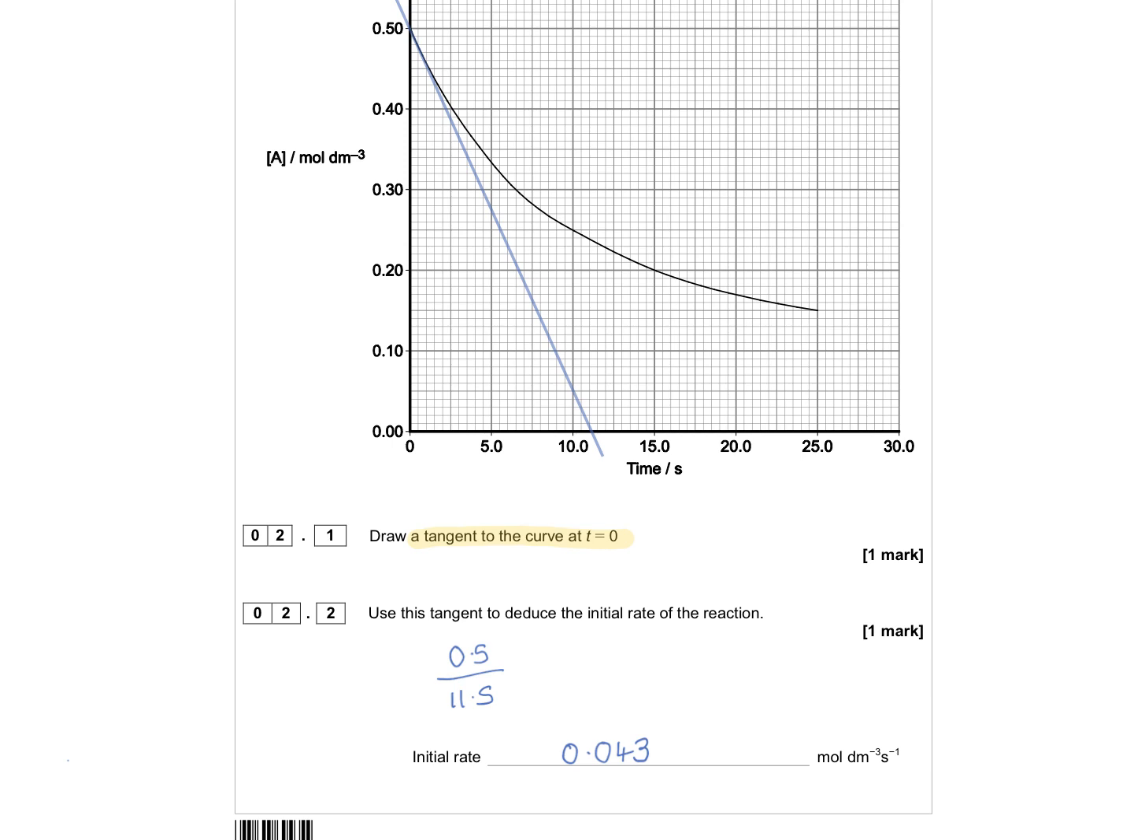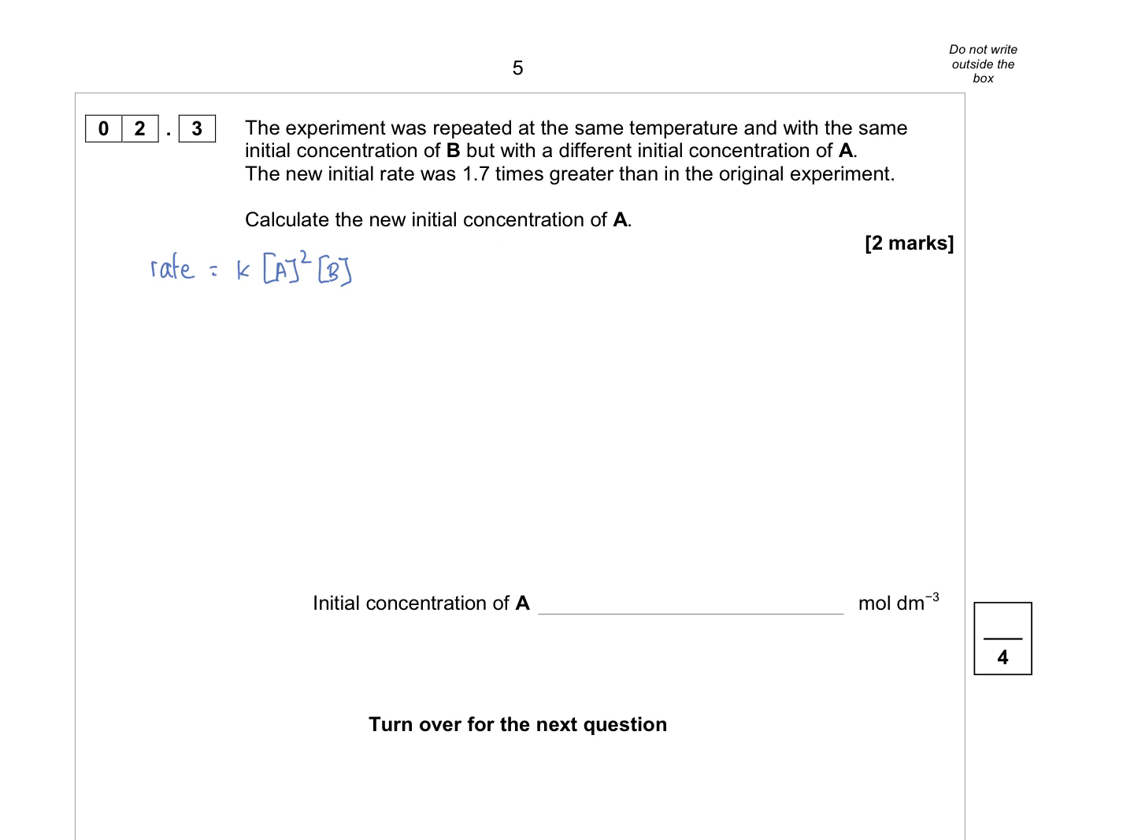Mark scheme's quite generous on this one and allows a little bit of leeway on exactly the gradient that you choose for that tangent. So 2.3 over the page is fairly straightforward. I've copied out the rate equation just for reference from the previous page.